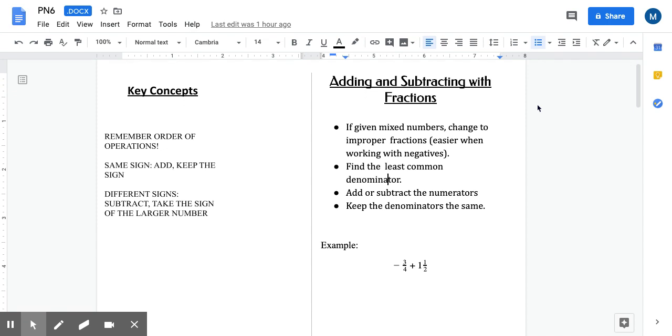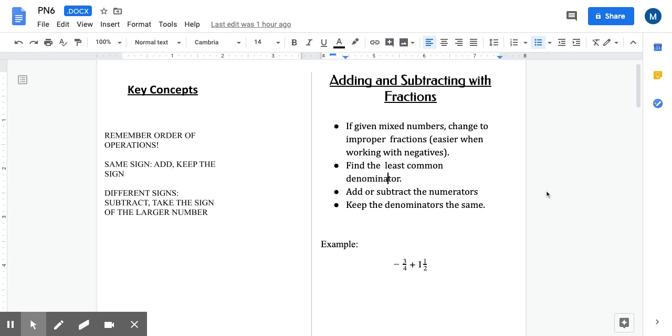I wanted you all to have an assignment along with a lesson to better help you understand what you're doing. We're adding and subtracting with fractions. The first thing we need to remember is that if they give us a mixed number, you're going to change it to an improper fraction. That's really important. We don't want to work with mixed numbers, okay?